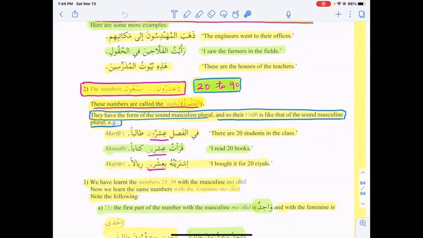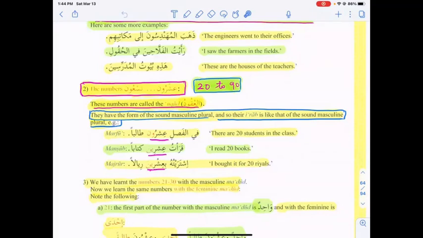Now these numbers, 20 to 90. When you say 20 to 90, you don't say 21, 22, no. 20, 30, 40, 50, 60, 70, 80, 90. Only these numbers.